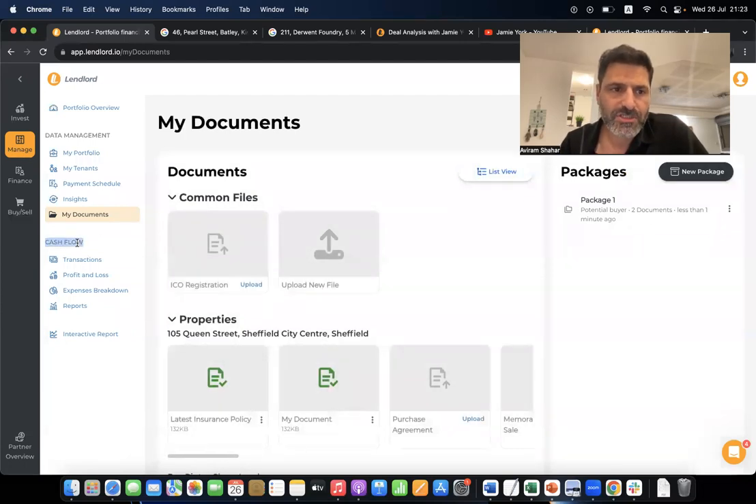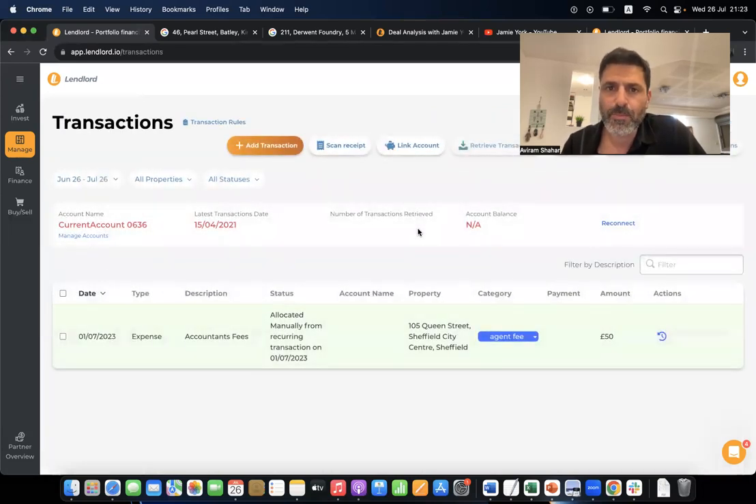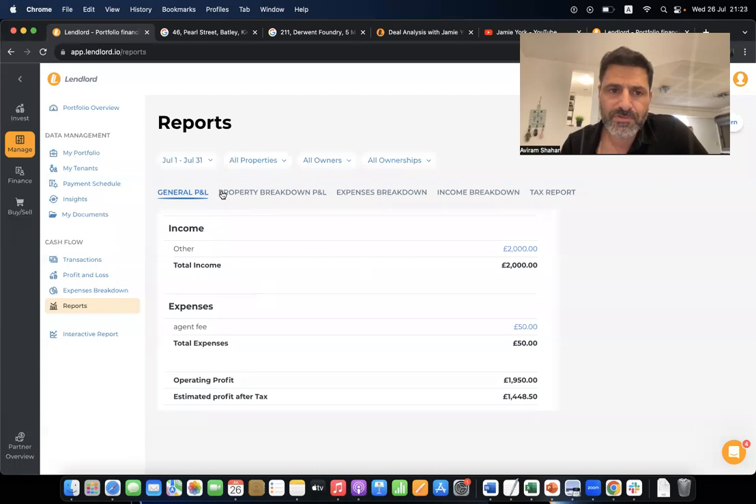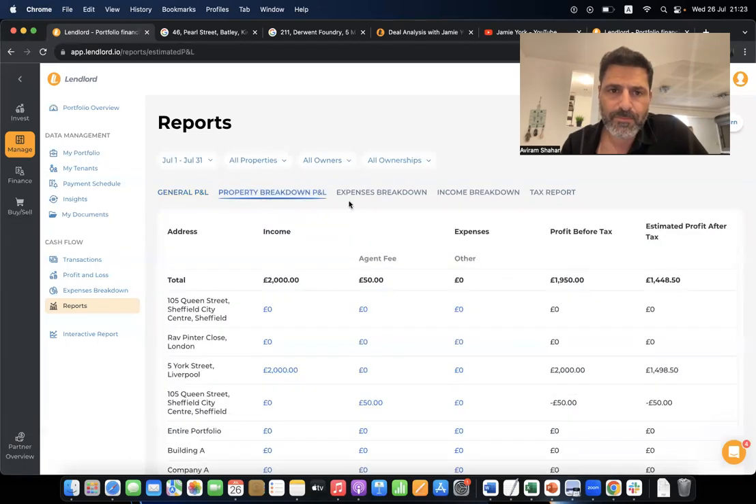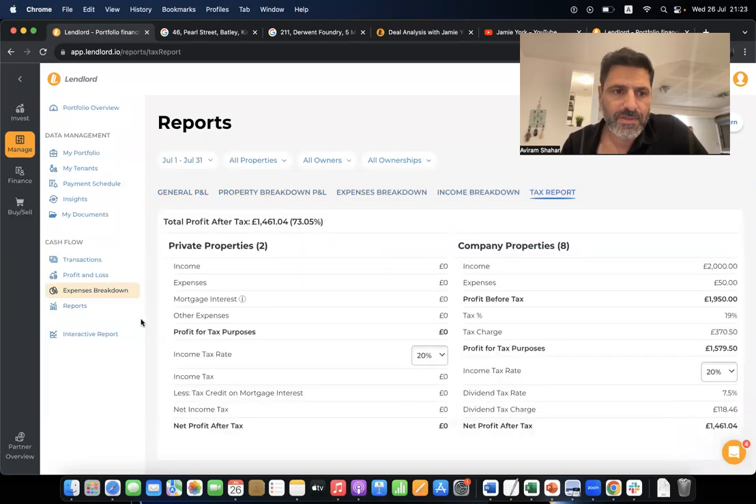And the cash flow section, this is the place to manage your income and expenses over time. On the transactions page, you can link your bank account. This is also part of our premium plan. And the platform will retrieve the transactions for you every 24 hours. And you can also generate some reports: P&L report, property breakdown, expenses breakdown, income breakdown, and tax report.